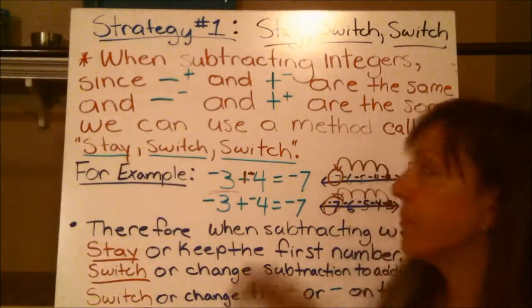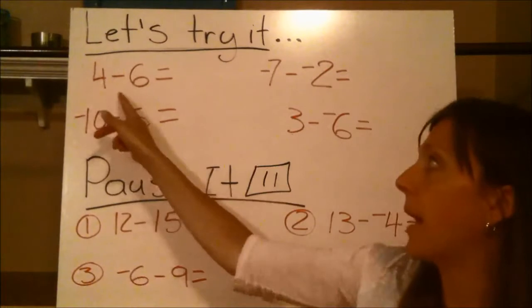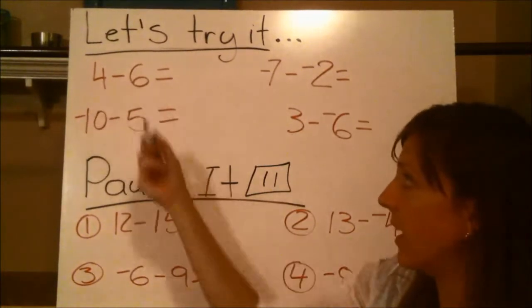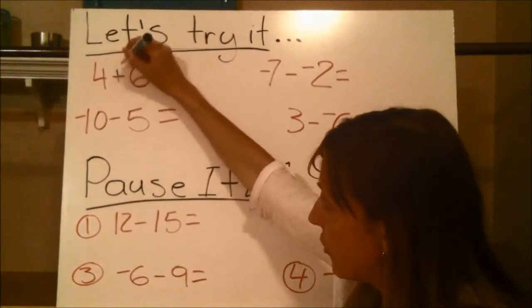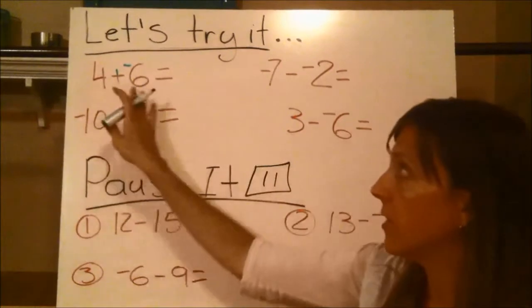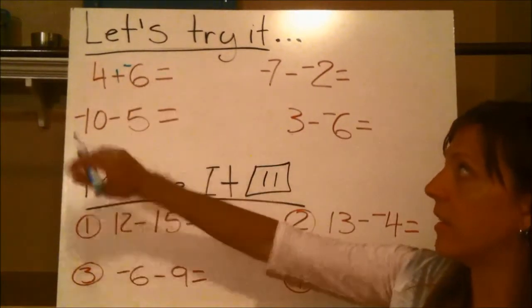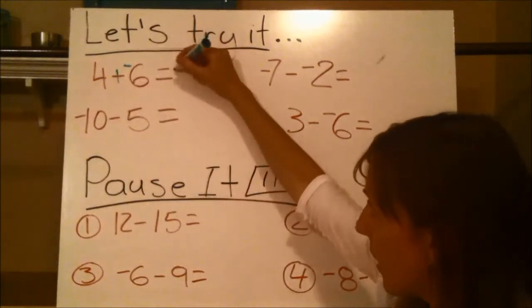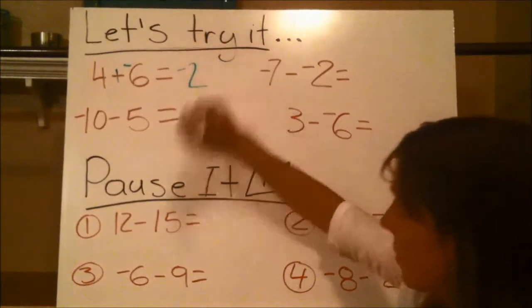Let's try a few together. Four minus 6. I'm going to stay with the 4, switch subtraction to addition, and switch the +6 to a -6. 4 plus a -6. If I have 4 and I owe 6, in the end I can pay off 4, but I still owe 2.